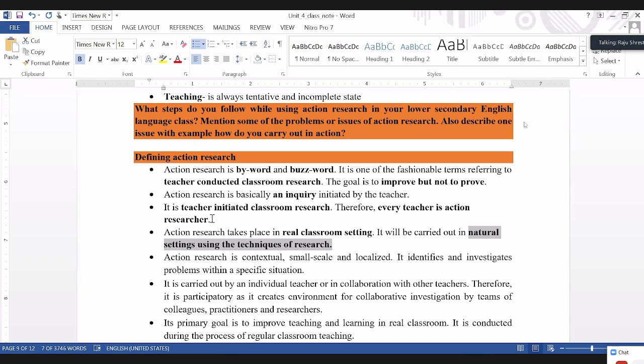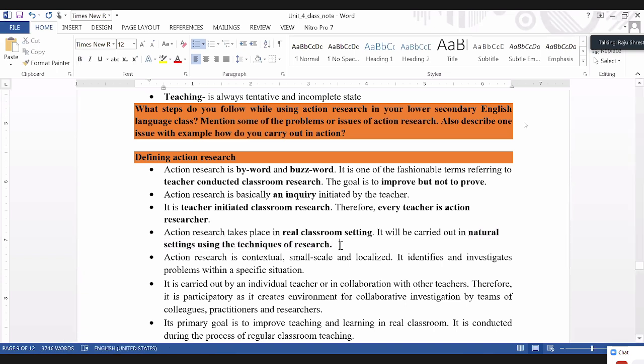This is basically an inquiry made by the teacher, initiated by the teacher. Every teacher faces many problems, issues in the classroom in the course of teaching. So he or she tries to solve that problem and wants to facilitate, or lubricate, the teaching and learning process. It is in this sense that every teacher is an action researcher. Action research will be carried out in the real classroom setting or natural setting where students live, sit, read and learn, using the techniques of research.